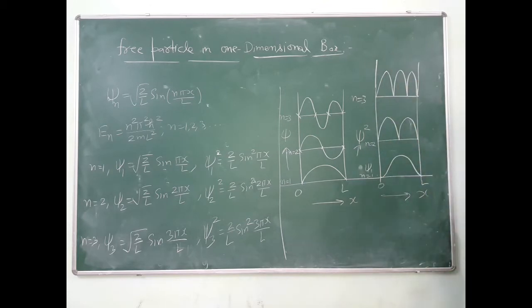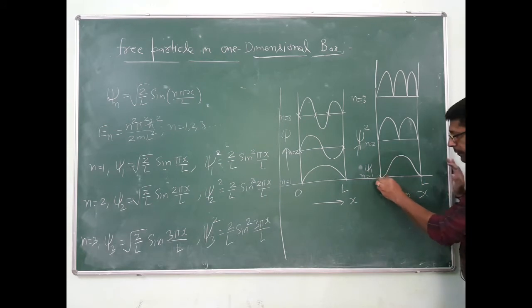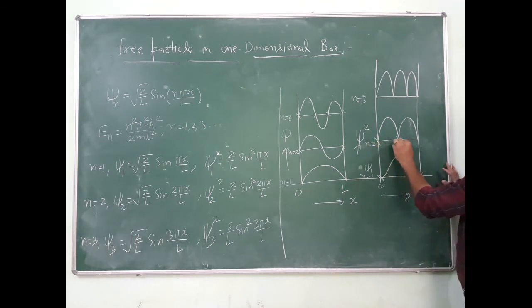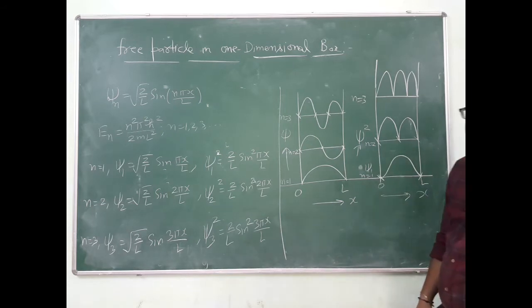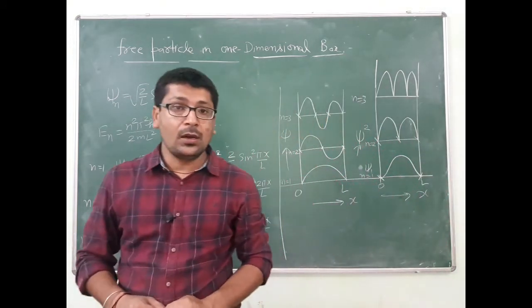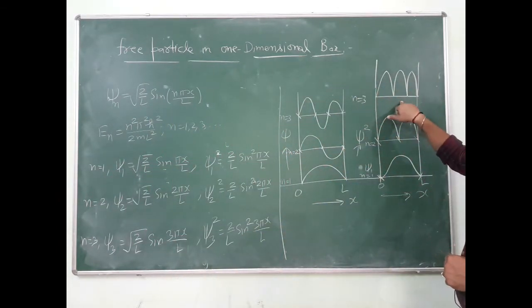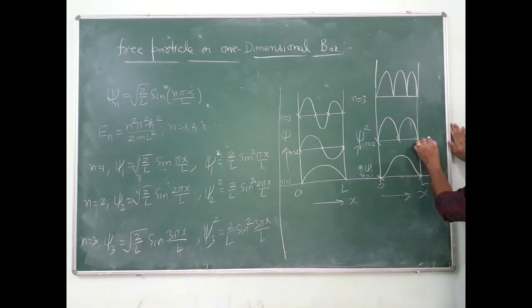The points at which the probability of finding the particle becomes 0 are 2 when n equals 1. For n equals 2 there are 3 points within 0 to L at which the probability is 0, and similarly there are 4 points for n equals 3. The points at which the probability of finding the particle becomes 0 are known as nodes.